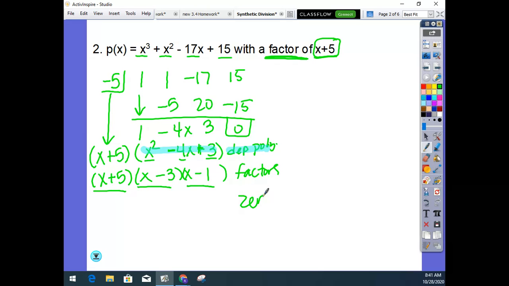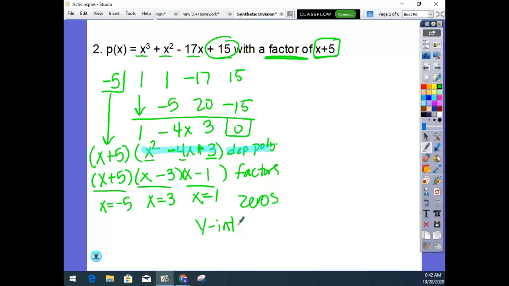How do you find the zeros? What makes each value of x make each one equal 0? X equals, notice every single time, I don't just write negative 5. I write x equals negative 5. X equals 3. X equals 1. Then I need my constant. My y-intercept is positive 15.